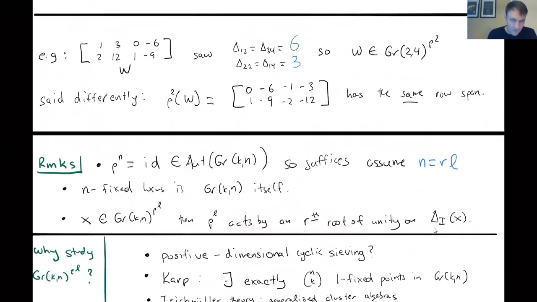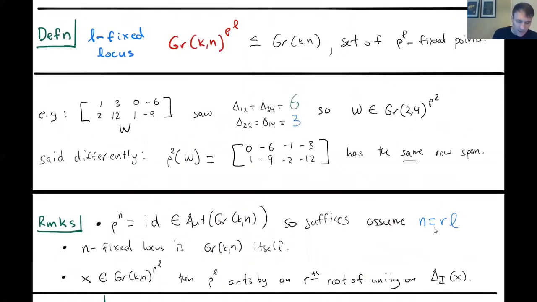So some preliminary remarks. It's easy to see that if I cyclically shift n times, I haven't done anything. So this is an automorphism of order n on the Grassmannian. So we're really working in a finite cyclic group. And that means that to study all L-fixed loci, we might as well just study the ones where L divides n, by taking GCDs. And in particular, my notation henceforth is that n always factors as r times L, and I'm studying the L-fixed locus. So r is the order of rho to the L. And in particular, I'm claiming that the n-fixed locus is just the Grassmannian.